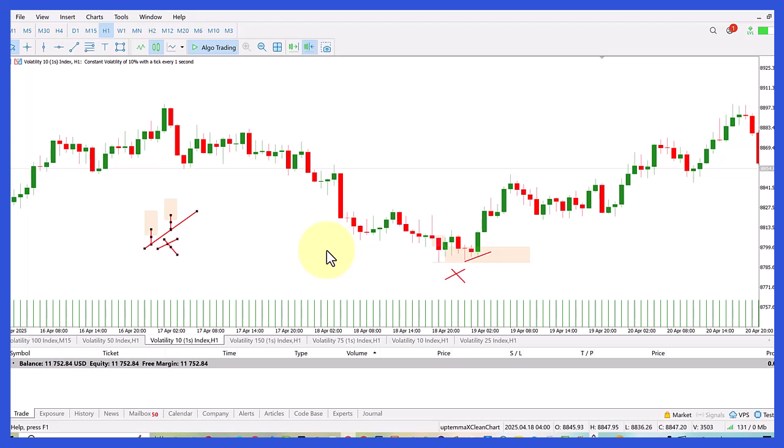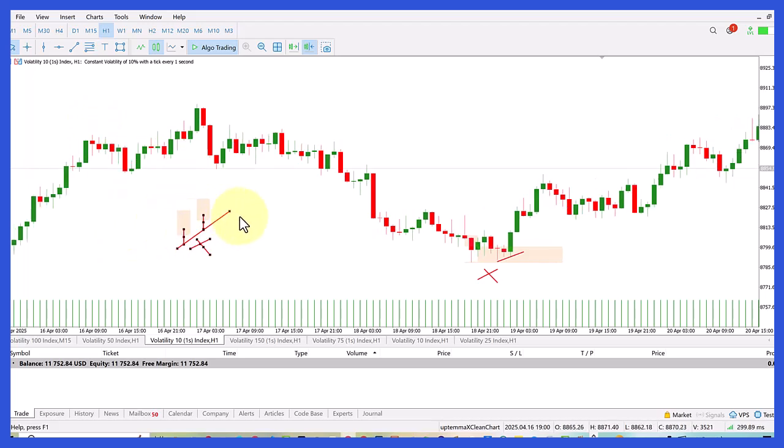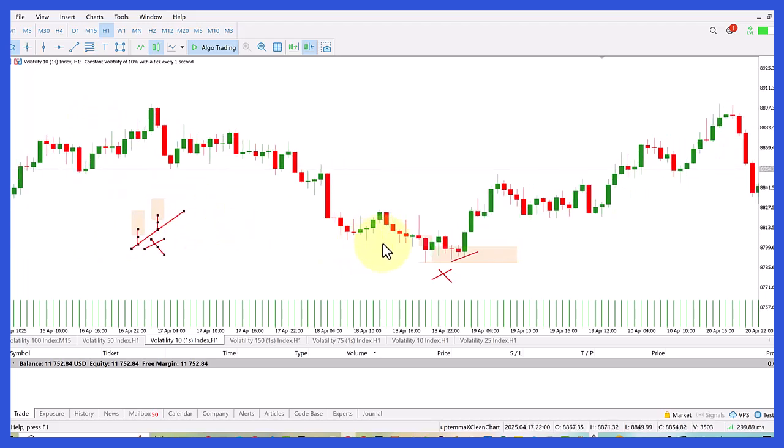So above relatively equal highs is liquidity. All right. Just like I explained here, where there's diagonal liquidity, there's also diagonal liquidity to the upside. For example, let me show you.